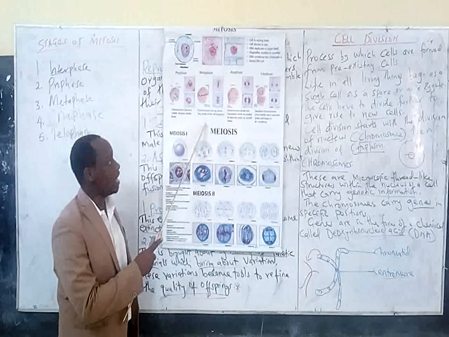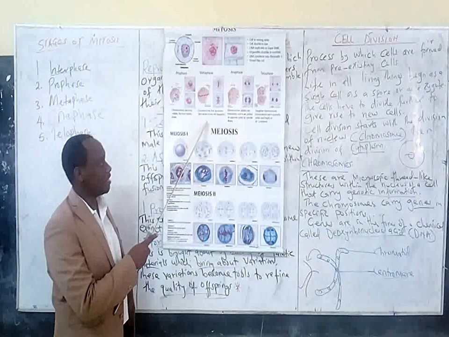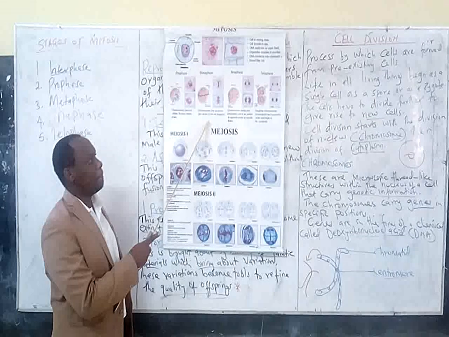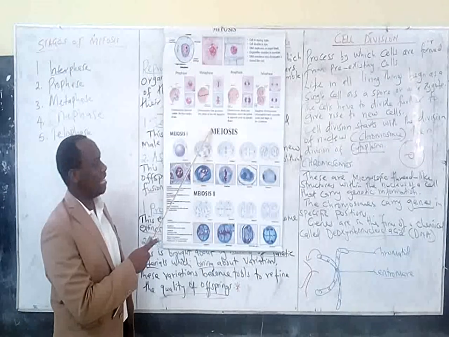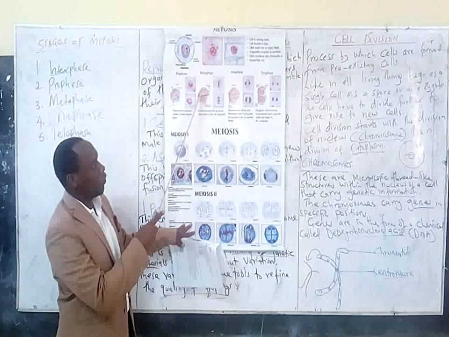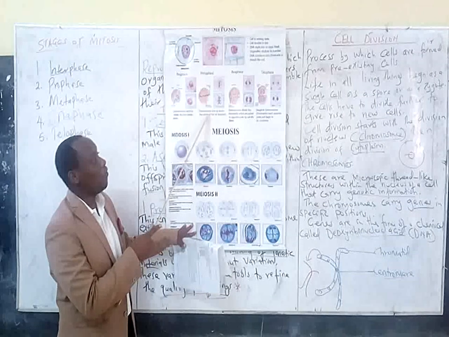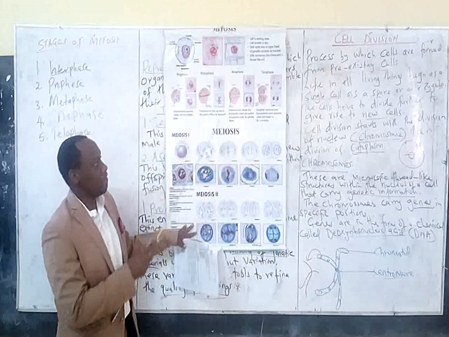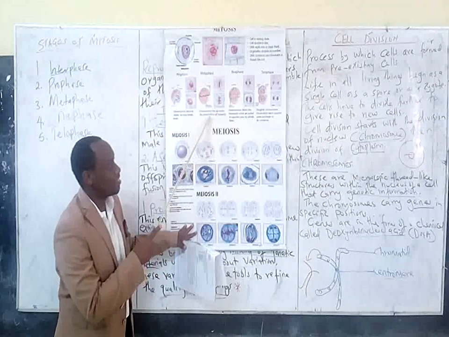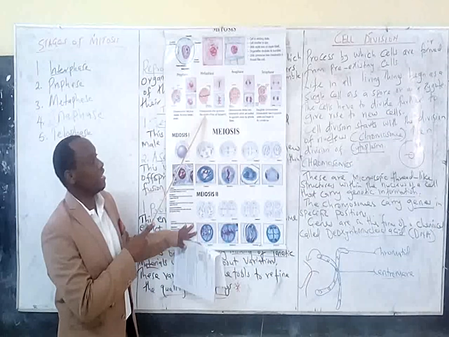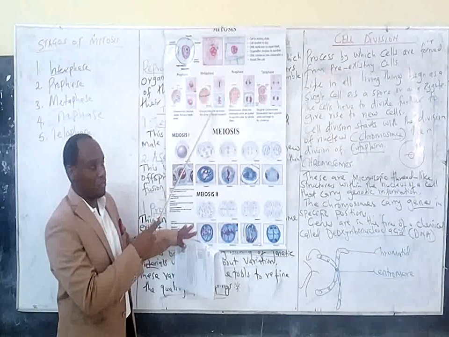Number 3, learner, is the metaphase. I want you to remember, the most important thing when you are asked in an exam and you see the chromosomes arrive at the center, this is the stage called metaphase. The chromosomes will arrive at the center during cell division in the stage of metaphase.